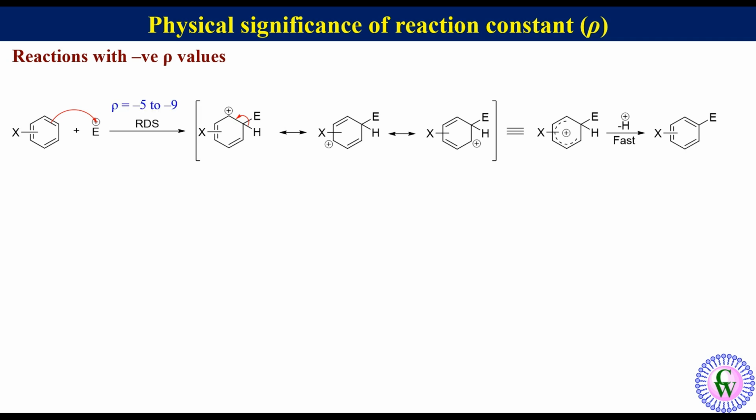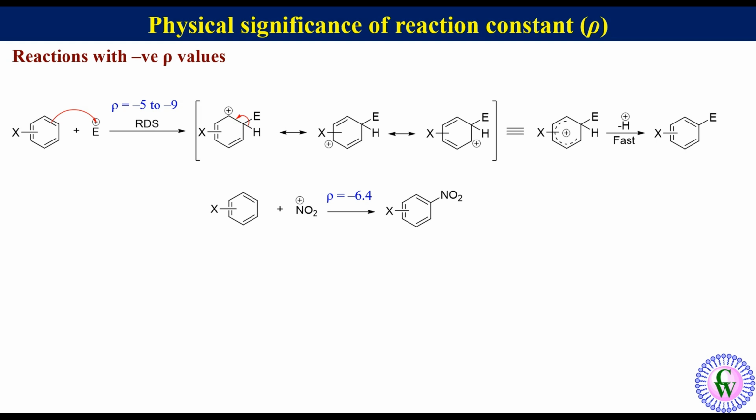The reason for the negative sign is that there is flow of electrons out of the ring, and the reason for the high magnitude is that the ring electrons are used, leaving a positive charge on the ring itself in the rate determining step. If we take the example of nitration reaction, the Rho value is minus 6.4.